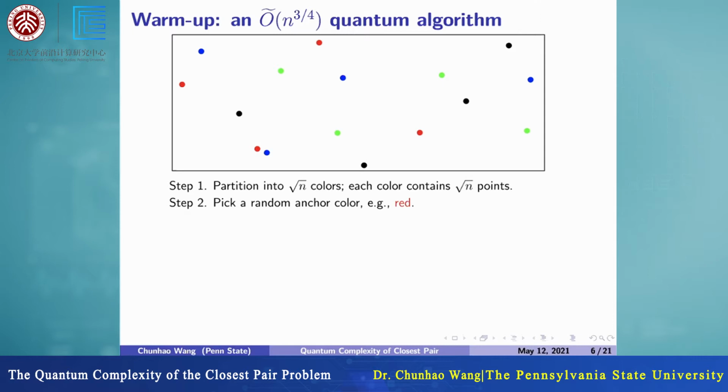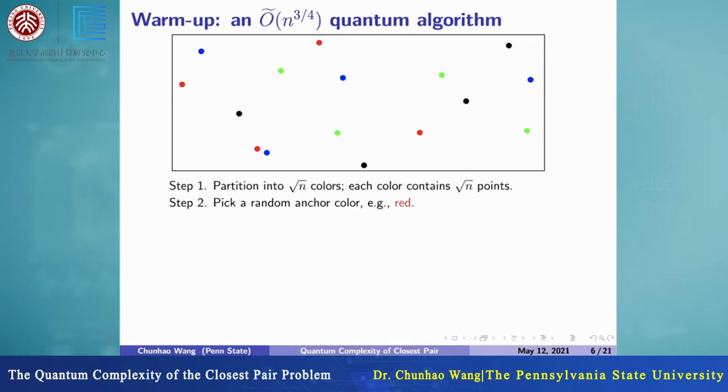Then the next step is to pick an anchor color uniformly at random. Let's say we pick red. We hope that one of two possibilities is true. The first is that the closest pair is within red, or the closest pair is between red and other colors. We hope either of these is true, but otherwise we can repeat by picking another anchor color and repeating the following steps.